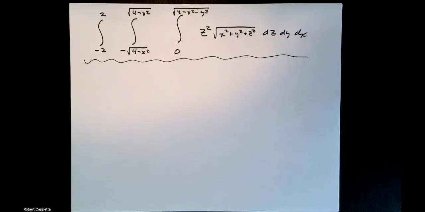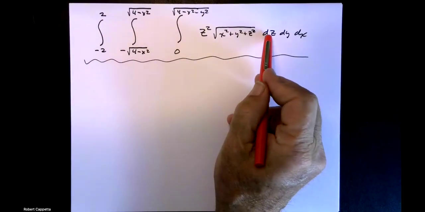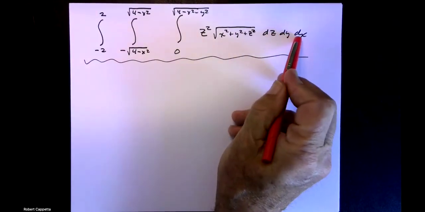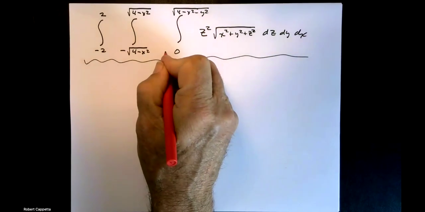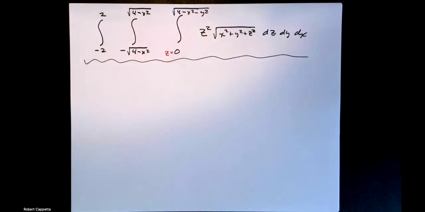So we are looking at this integral. It looks very challenging, but it will be much simpler if we think about it in terms of spherical coordinates. So looking at the order of the variables dz, dy, dx, this starts out as z.